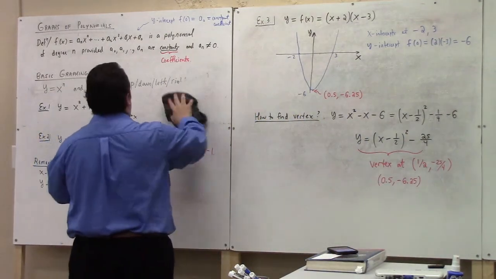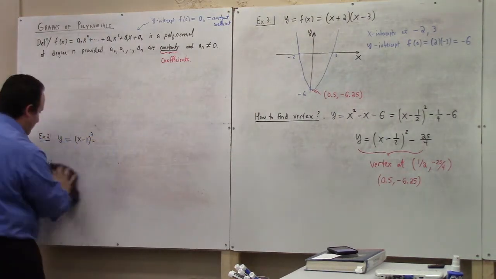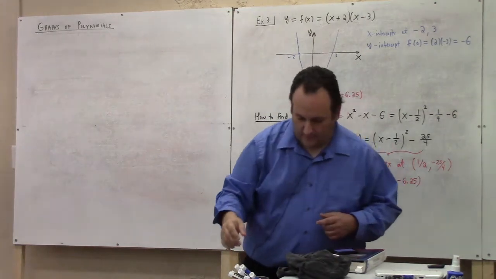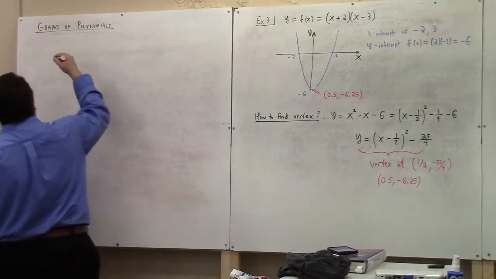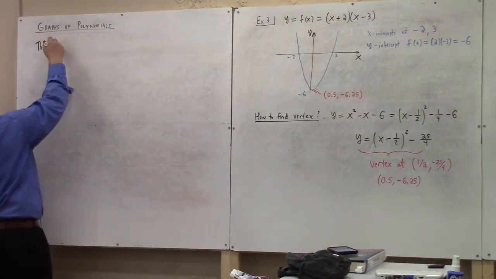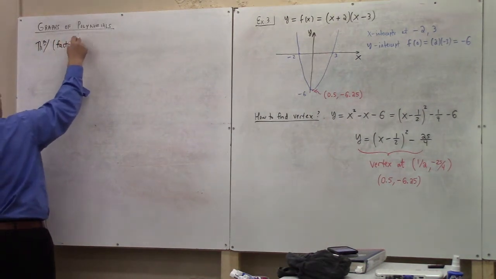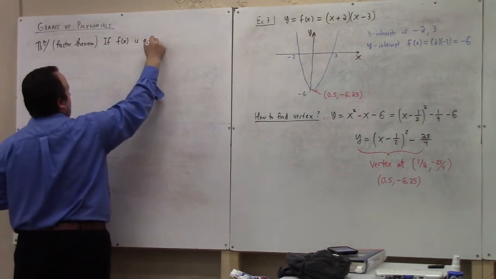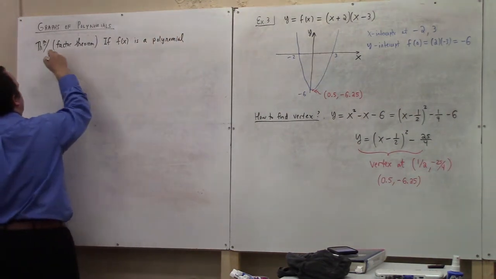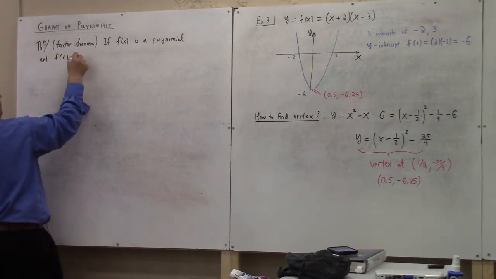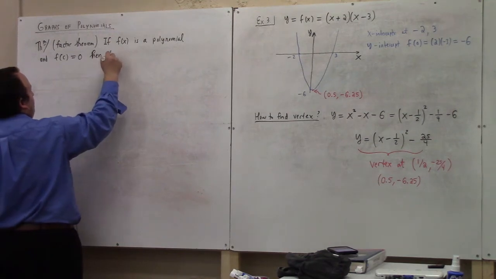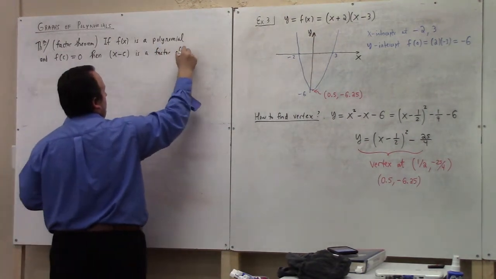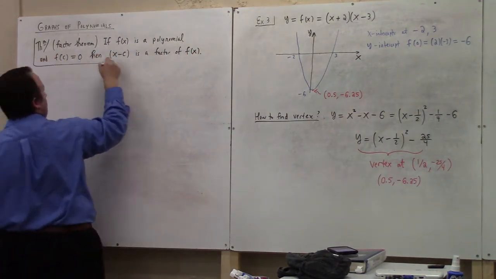go on here. All right, so the main theorem we have is the following theorem. And this is called the Factor Theorem. Right, so here's what it is. If f of x is a polynomial, all right, and f of c is equal to 0, then x minus c is a factor of f of x.